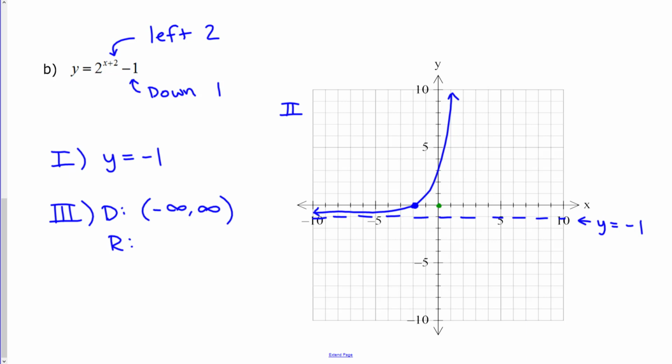The range is restricted, however. So the range is only defined above the horizontal asymptote in this case. So we start from the horizontal asymptote, but we don't include it because the exponential graph never actually reaches that asymptote, it just approaches it, and then going off to +infinity.